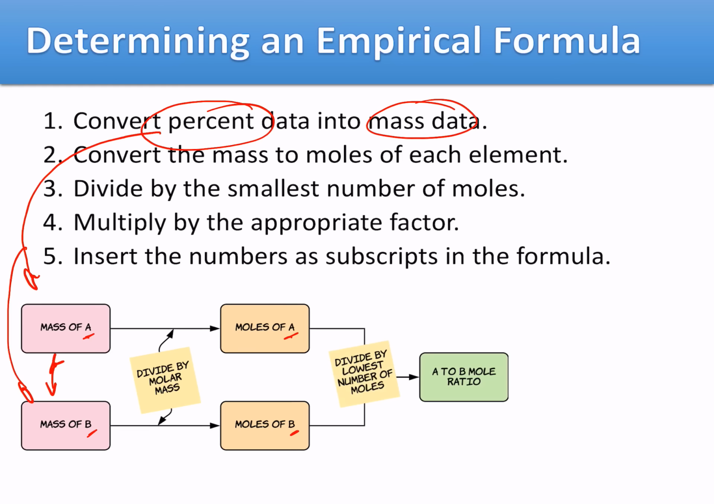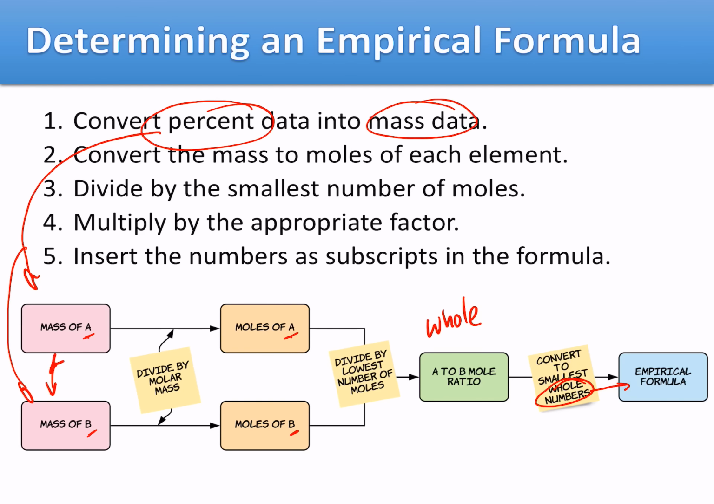You're using mass, but remember, elements react in definite proportions. You will obtain a mole ratio in which they appear in that particular compound. Then you have to convert that to the smallest whole numbers, and when you convert to smallest whole numbers, that gives you the empirical formula. Sometimes when you are doing this, if at this step you obtain whole numbers, then you're good. You go directly to the empirical formula. You don't have to do anything else. That's only if you obtain whole numbers to begin with when you're determining the A to B mole to mole ratio.